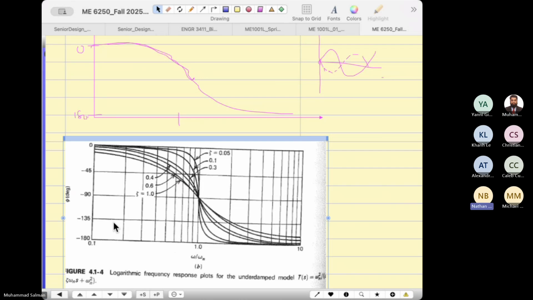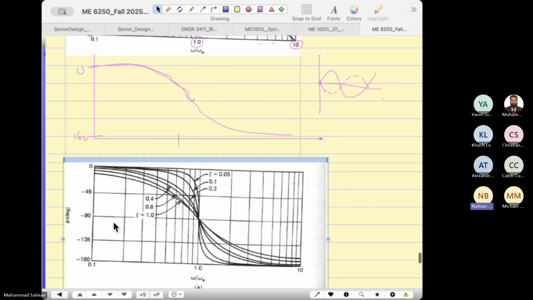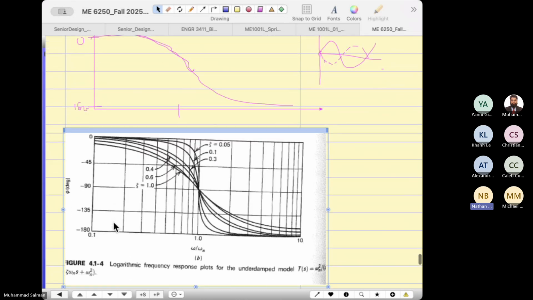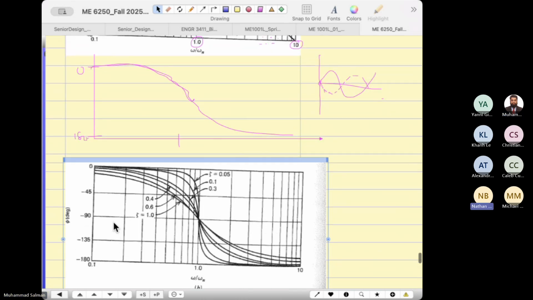Yeah, so at resonance, where the forcing frequency equals the natural frequency, that would be a ratio of 1, right? So that goes from 90 to minus 90. Yeah, minus 90 is that phase angle. You are right, you said 90. All right, all right.